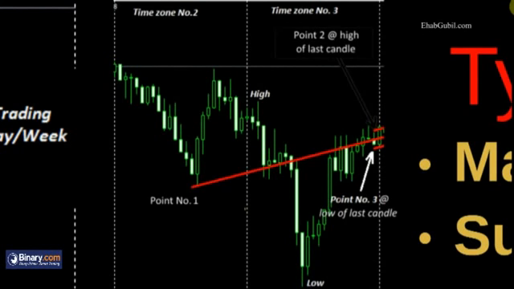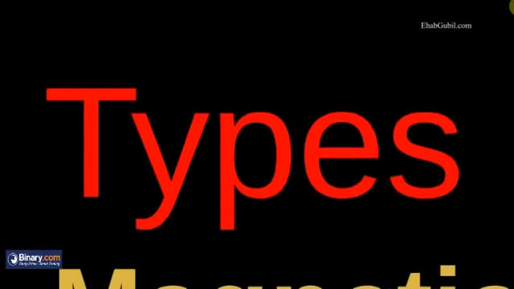And then we will put point number 2 and point number 3 of the PF on the high and the low of the last candle in time zone number 3 to complete our pitchfork. Now we know how to draw a PF, so let's move to the types.